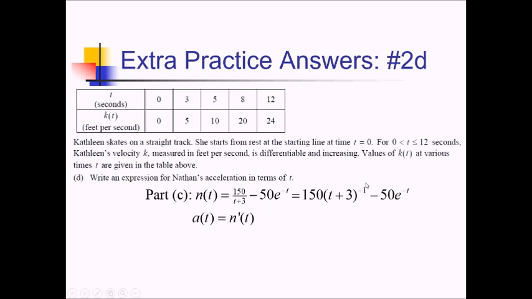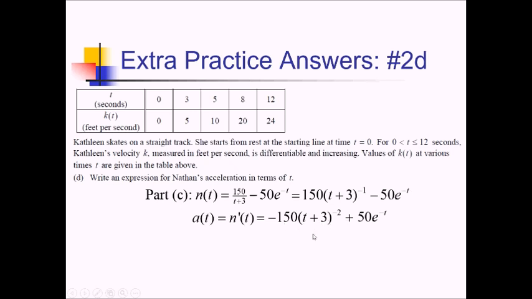So that's going to be, let's see here, negative 150 times t plus 3 to the negative 2. And I would multiply by the derivative of t plus 3, but that's just a derivative of 1, so I don't really have to worry about the chain rule right there. For this next one, though, this is going to be negative 50 e to the negative t times a derivative of negative t, which is negative 1. So altogether, then that becomes positive 50 e to the negative t. And this is my expression for acceleration.